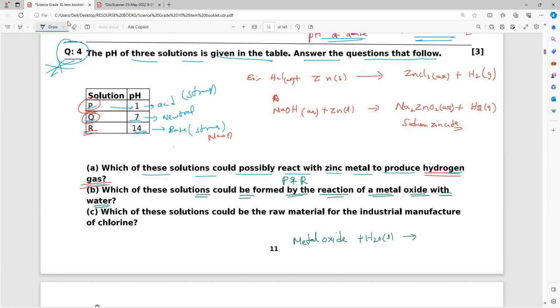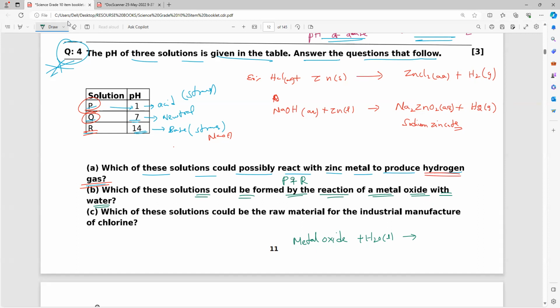Reaction of metal oxide. What is the expected product? Hydroxide? Only metal hydroxide? Metal oxide with water, Hari. Along with that, will some other thing come? Just check it there.